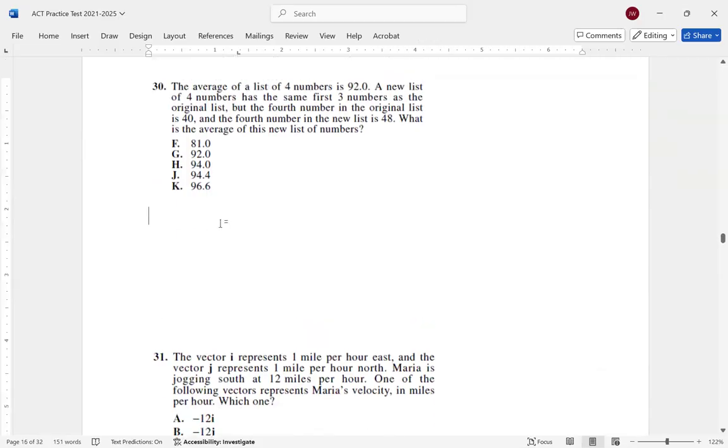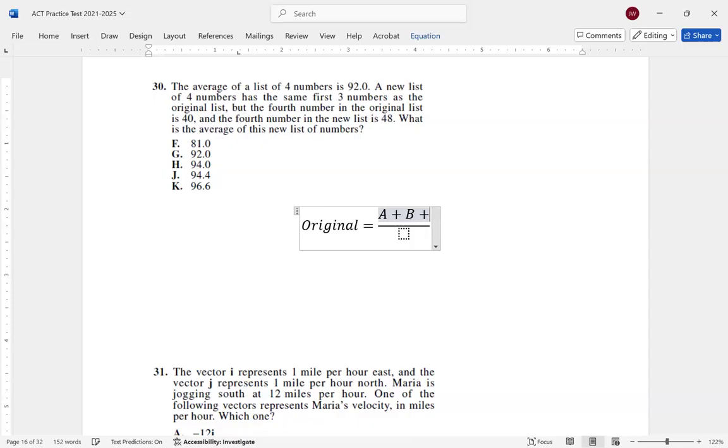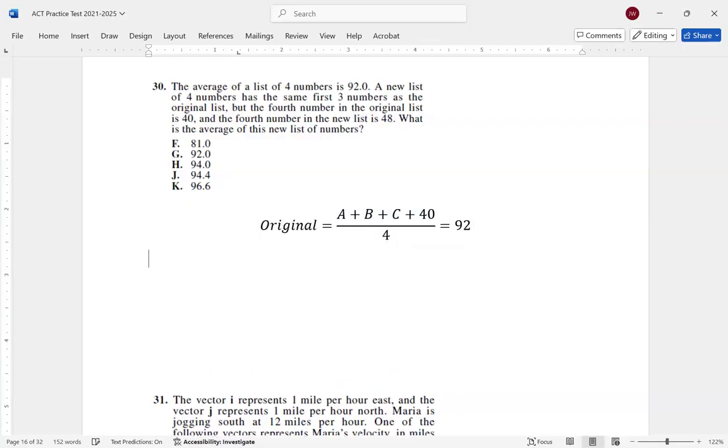Question 30. The average of a list of 4 numbers is 92.0. A new list of 4 numbers has the same first 3 numbers as the original list, but the 4th number in the original list is 40 and the 4th number in the new list is 48. What is the average of the new list of numbers? So let's start with the original. We don't know what the first 3 numbers are, so we'll just call them A, B, and C. But we know the 4th one is 40. So when we divide that by 4, we know we get 92.0.